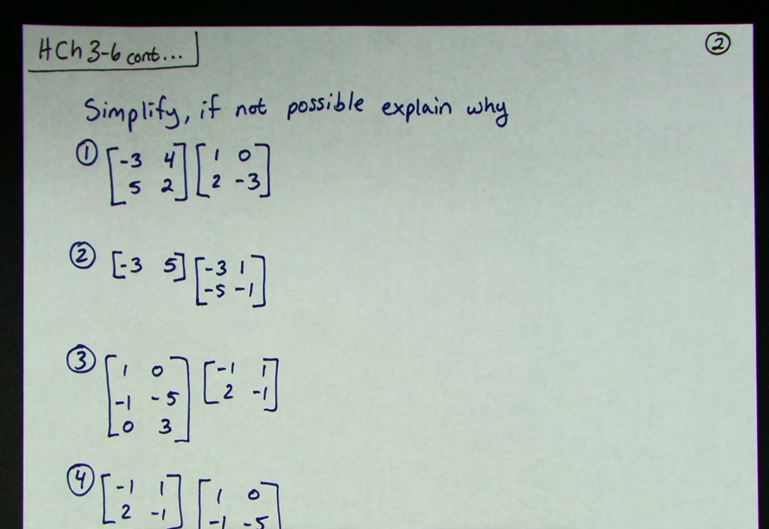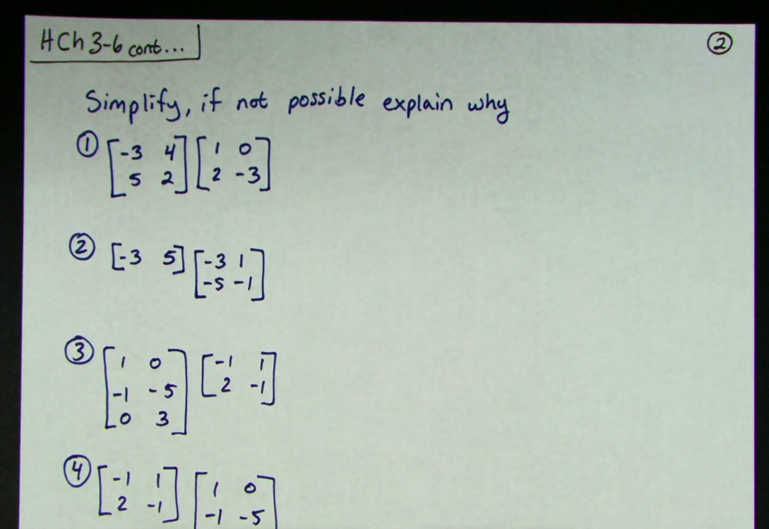Here we're just going to simplify each matrix, and if it's not possible, we are going to explain why. If there's no symbol in the middle of my matrices, that tells me that we are doing matrix multiplication, and again, that's different than our scalar multiplication.